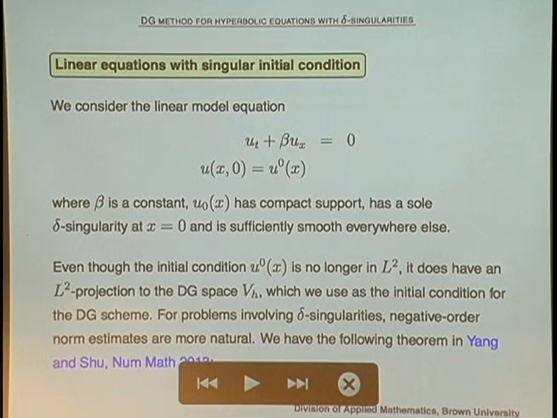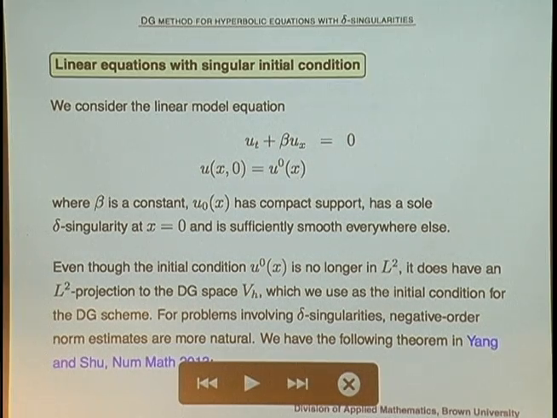So let's look at these issues one by one. For example, let's look at the simplest case. We have a linear conservation law, u_t plus beta, which is a constant, times u_x equals 0, and the delta function is in the initial condition. So this is a very simple case. So what would happen if you apply the DG method to this problem? As I mentioned before, you can just apply the good old DG method to it with no modification. No modification is needed, even though u0(x) is not in L2.